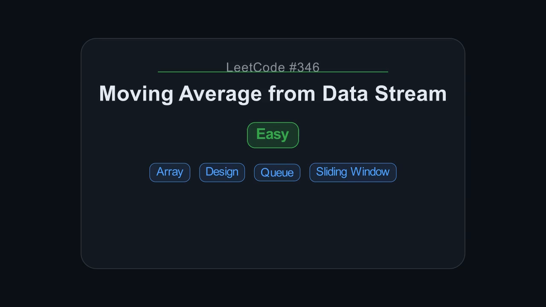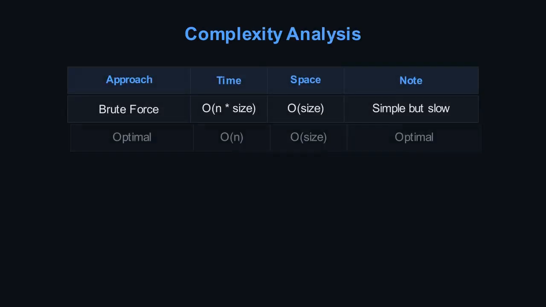think moving sums, moving minimums, or any sliding window aggregate. Time complexity is O(1), constant time per call because each operation does constant work. Space complexity is O(size) for the queue that holds at most the window elements.